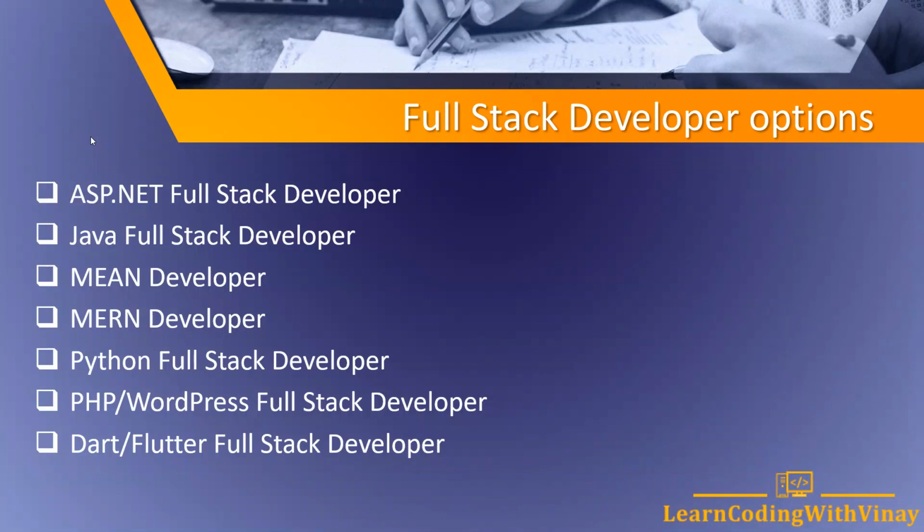So if you decide to become a full stack developer, then there are actually options for which tools and technology you want to pick, right? For example, you can become a full stack developer in Microsoft .NET, Java, MEAN, Python, PHP, Flutter, and Dart. Right. So let's understand each one of them, which skills you need to acquire, and which tools you will be using on your day-to-day basis.